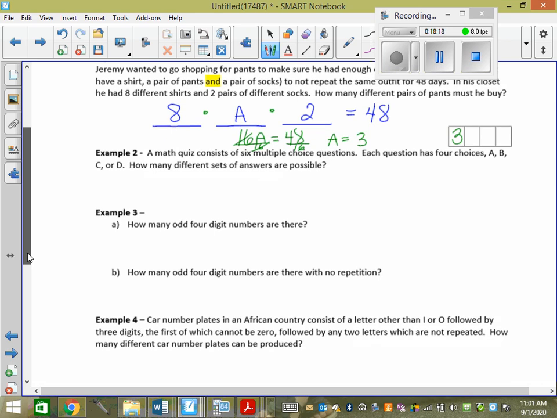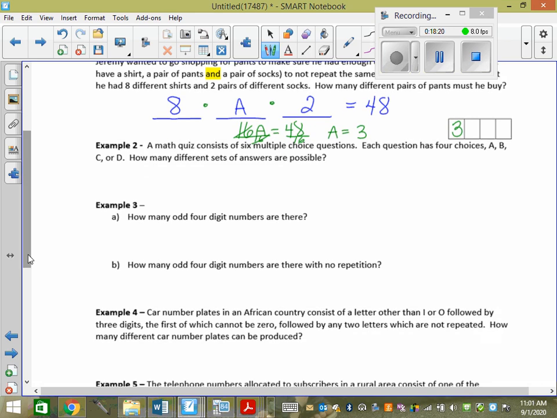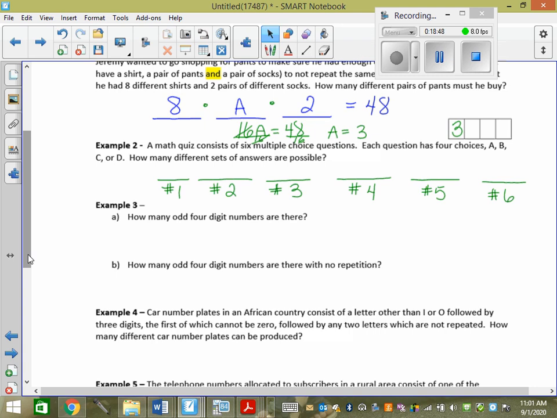Okay, we're going to look at example 2. So we have a math quiz of 6 multiple choice questions. So how many parts are to this math test? 6. So we're going to write ourselves 6 lines because there's 6 parts. Number 1, number 2, number 3, number 4, number 5, number 6. Okay? We have 6 parts to this. So we're number 1, 2, 3, 4, 5, 6.